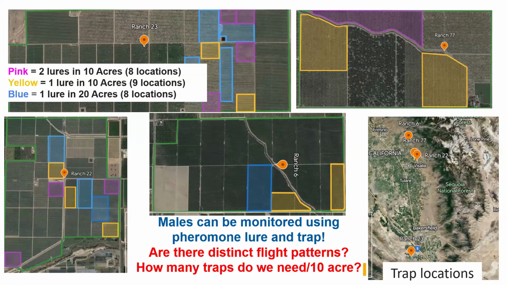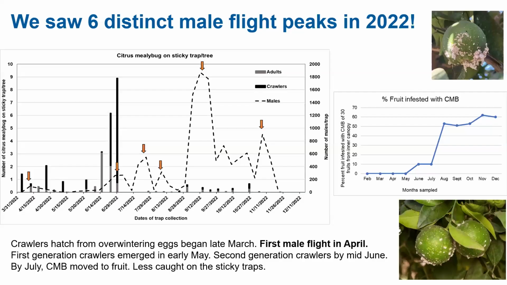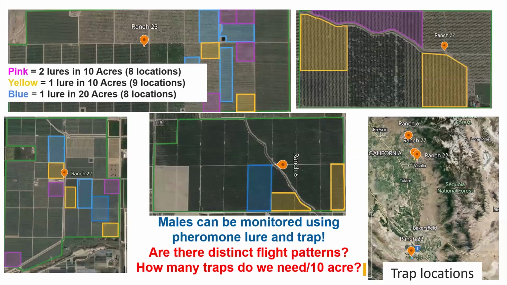So from the data that I just shared with you, we found that, yes, we can monitor for males using lure and trap cards. But do we see the same pattern throughout? That was one block of data that I shared with you. We wanted to know if we see the same pattern throughout different orchards in the San Joaquin Valley.